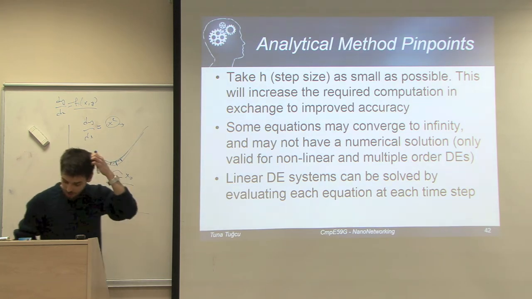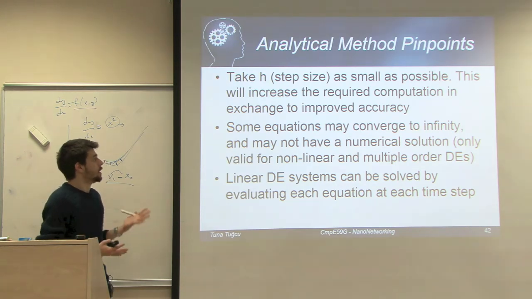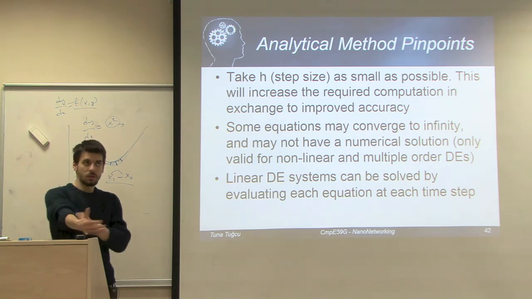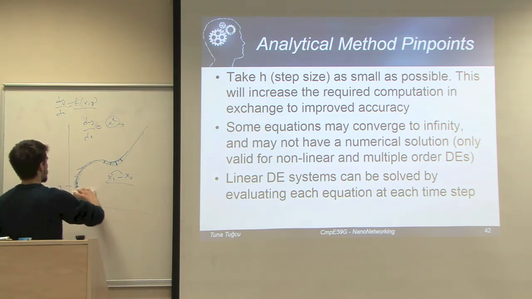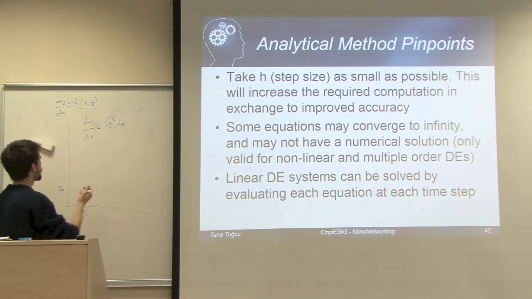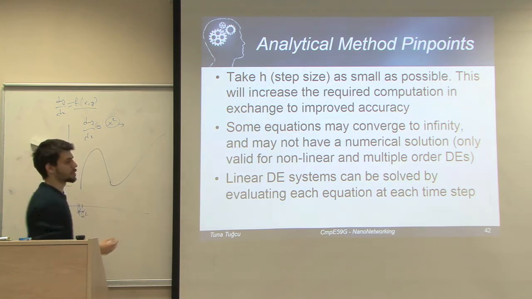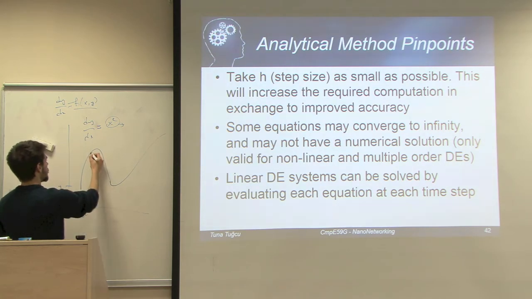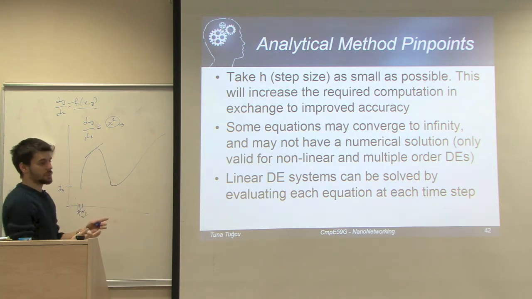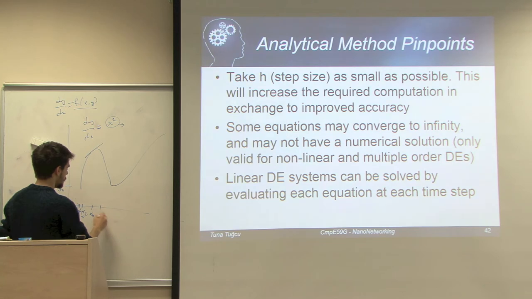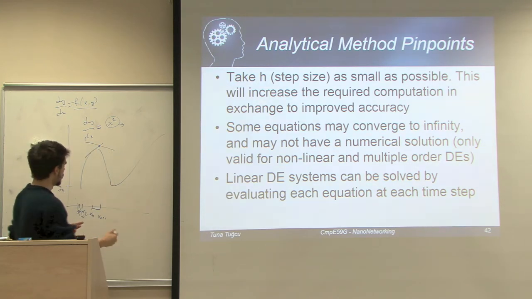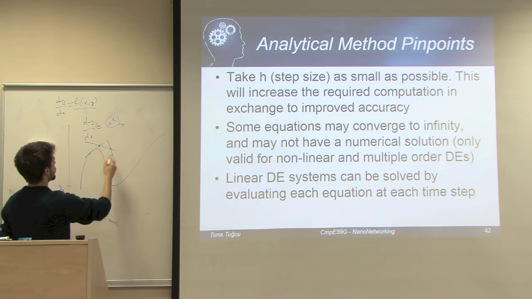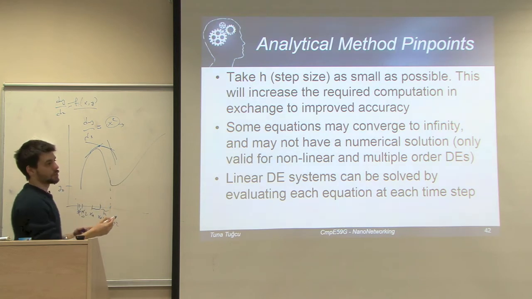So the pinpoints are, you should take h, the step size, as small as possible, because it increases the accuracy, but it also increases your required computation. Why is this true? Let me show you again with the tangential line method. Let's say we have a differential equation solution like this. This is our solution space. If you take a tangent here and take a large step size from xn to xn plus 1, this is the step size, remember. If you take this approximation here and try to find the tangent, it will go like this, right? And you will take another xn plus 2. This is your h. What is your approximated solution then? It is something like this. So you have a higher margin of error.